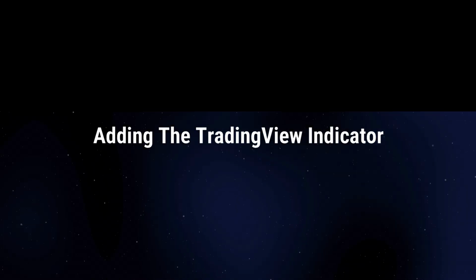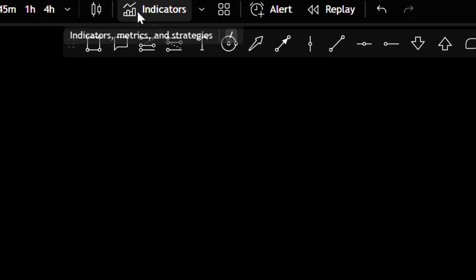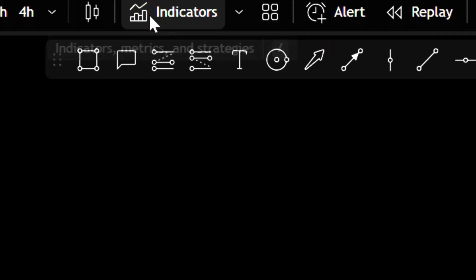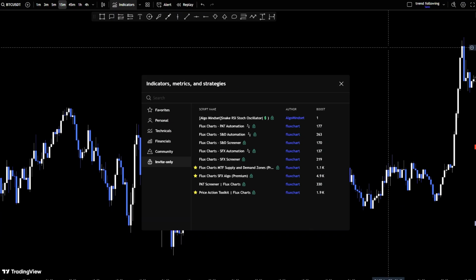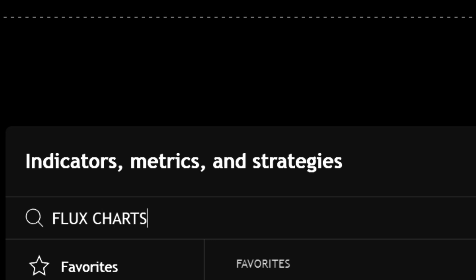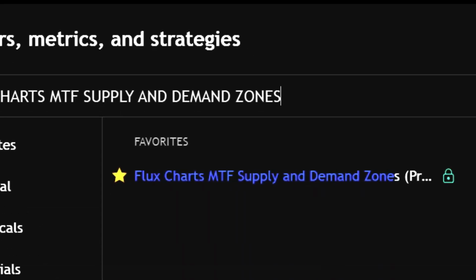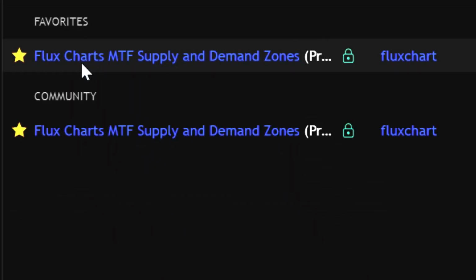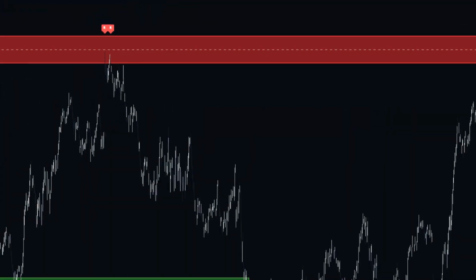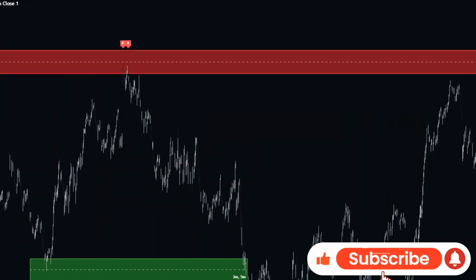Now for the really cool part. See the indicators button up top? Click it. A search bar pops up. You're just gonna type in Flux Charts MTF supply and demand zones. This next step is going to completely change your whole trading strategy.